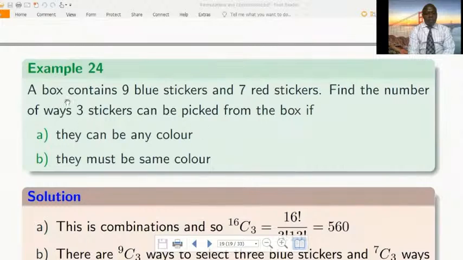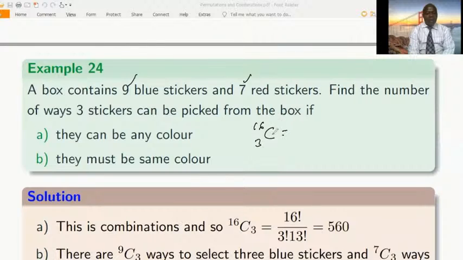Now let's look at a similar question. A box contains 9 blue stickers and 7 red stickers. Find the number of ways that 3 stickers can be picked from the box, if they can be any color, and if they must be the same color. We want 3 stickers from the box. This box has how many stickers? It has 9 plus 7, which is 16. And you want 3 at a time.